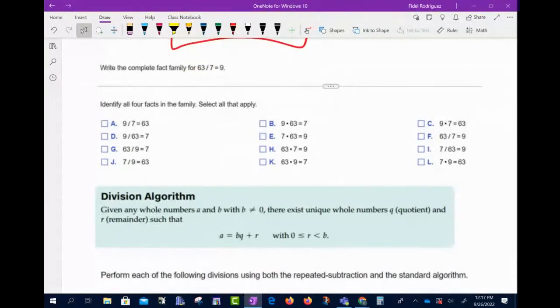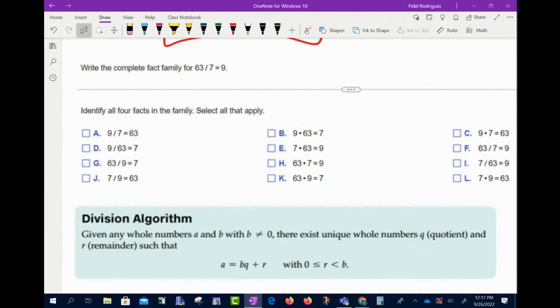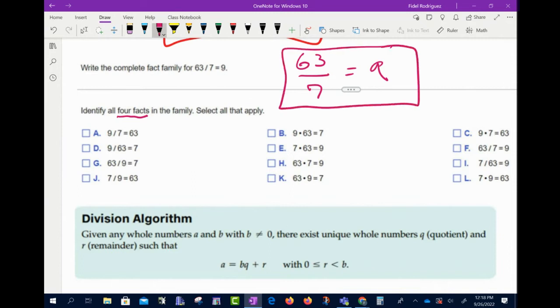So now we have something called the fact family for 63 divided by 7 is equal to 9. Okay, so look, y'all, if we're going to write the complete fact family for 63 divided by 7 equals 9, the first thing I want y'all to notice is it says identify all 4 facts. So I know there's going to be 4 answers here. I want to look for what other little equations I have through my A through L. There's a bunch of choices here, right? It looks like there's 12 choices, and I'm only going to pick 4 that represent this same expression, okay?